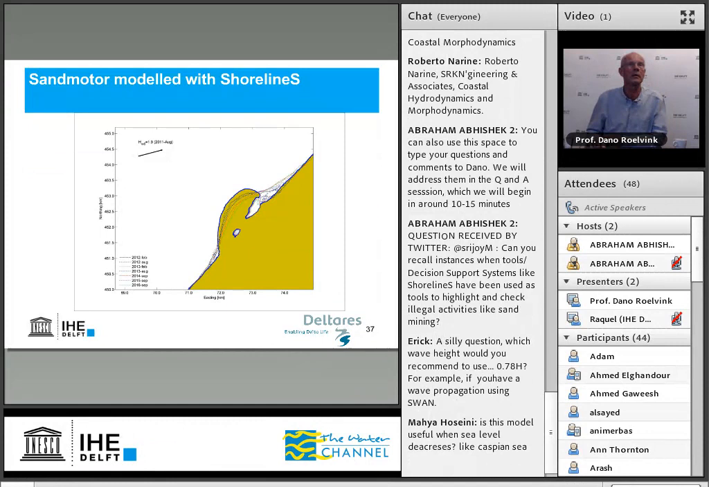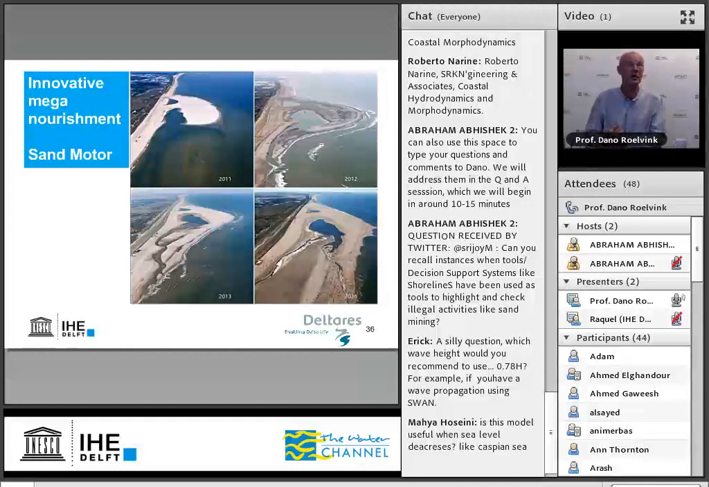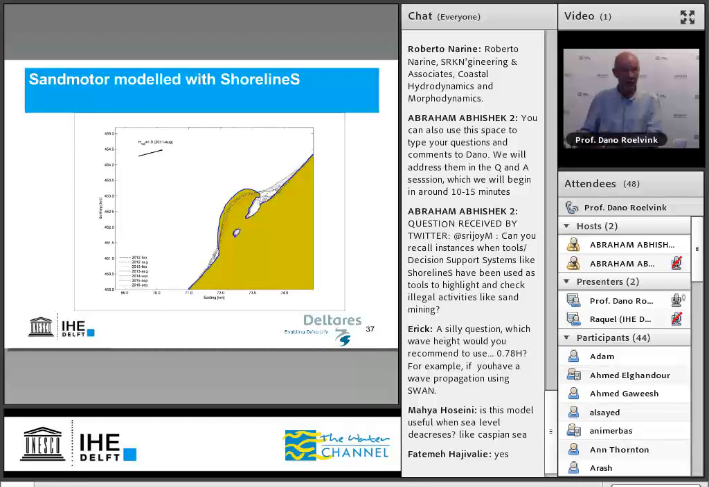Here's another famous example, the sand engine or the sand motor, that was built to nourish a large part of the Dutch coast while having an interesting coastal evolution and nature values. A lot of research has been done on this area, and a lot of model simulations have been carried out with very complicated models. This is how the shoreline model can represent this.